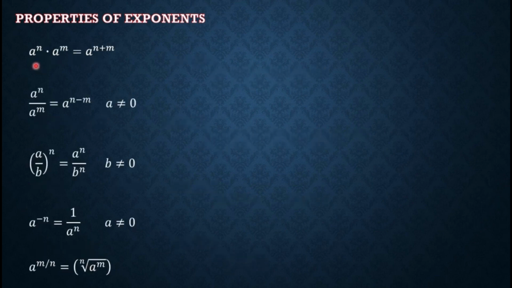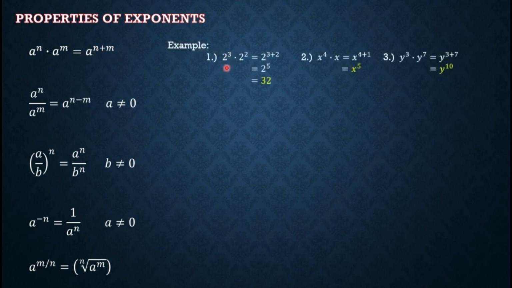Another theorem: a to the power n times a to the power m is equal to a to the power n plus m. So for example, 2 to the power 3 times 2 to the power 2 is equal to 2 to the power 3 plus 2, which is 2 to the power 5. The result is 32. x to the power 4 times x is equal to x to the power 4 plus 1, so the result is x to the power 5. Another example, y to the power 3 times y to the power 7 is equal to y to the power 3 plus 7. The result is y to the power 10.